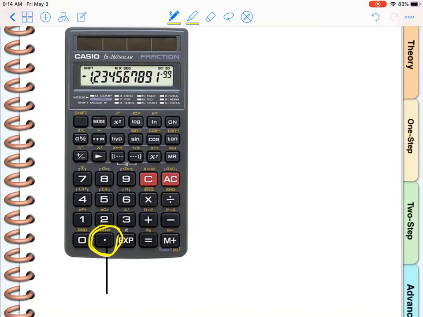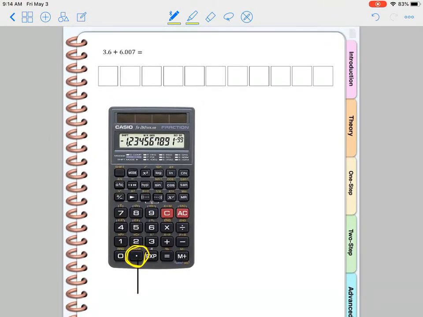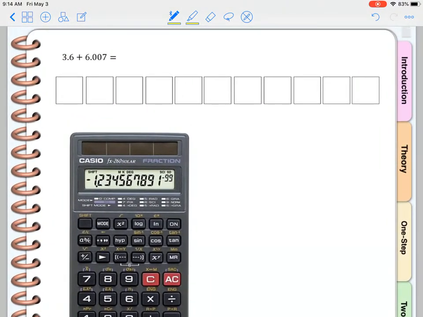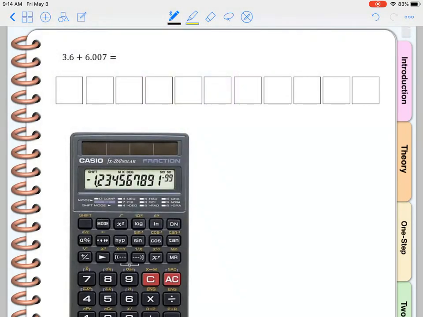Right there. And to do this problem, we need to say 3.6 plus 6.007. So the first thing you want to press is all clear. Always start with all clear and always end with equals. So 3.6 plus 6.007.